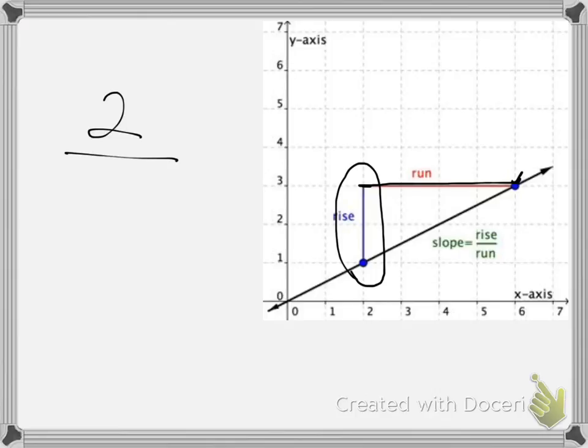And that's going to be over our change in x value. So let's see, our x value, this same point moves from an x value of 2 over to an x value of 6. So that is a change of 4. So if we reduce this, it would reduce to 1/2. So the slope on here is 1/2.